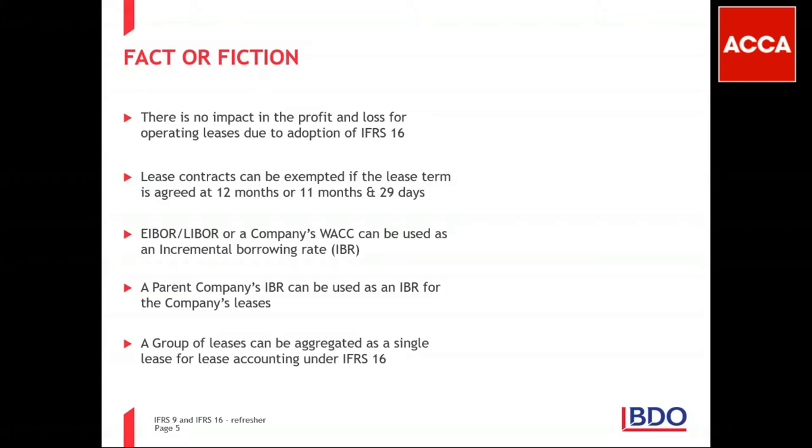an incremental borrowing rate. The fourth one is a parent company's IBR can be used as an IBR for the company's leases. Again, it's not entirely true because the company's IBR should be representative of the company's own credit risk rather than that of its parent company. And definitely certain adjustments will be required in order to customize it.